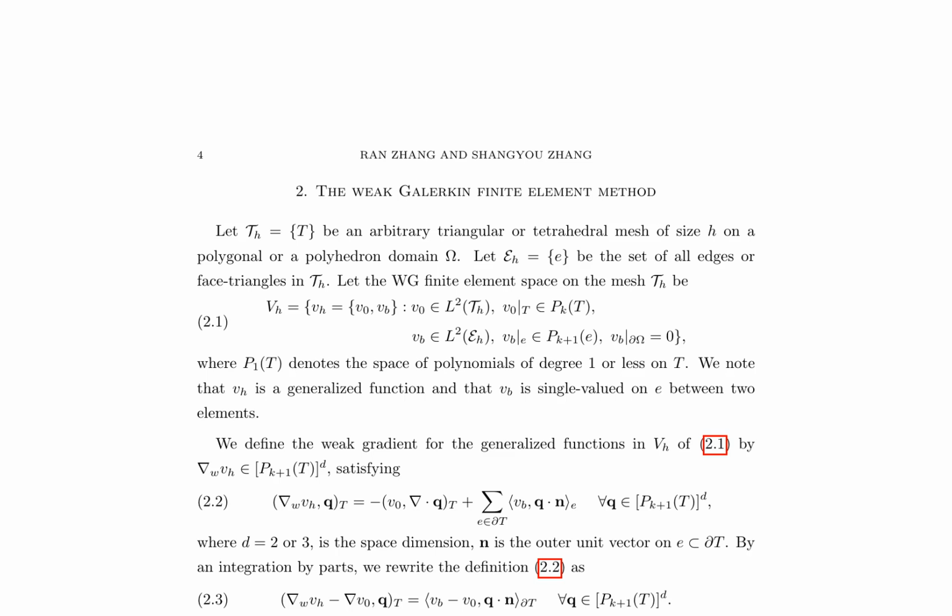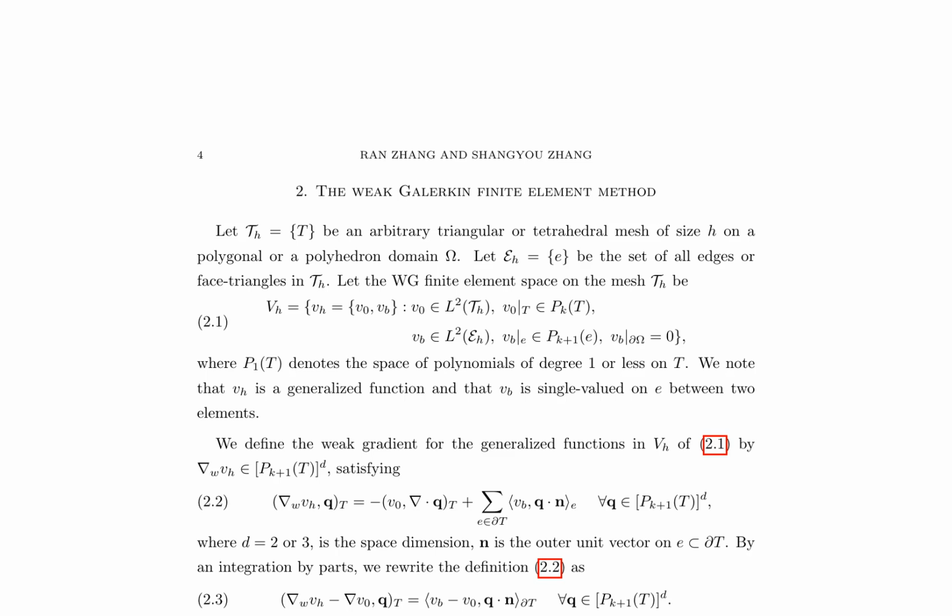The key result of this research is that for all v_h = {v_0, v_b} ∈ V_h, it holds that ||∇v_0||_0 ≤ C ||∇_w v_h||_0, where C > 0 is independent of the shape regularity and the size of T_h. ||·||_0 is the L2 norm, and ∇_w is defined in (2.2).